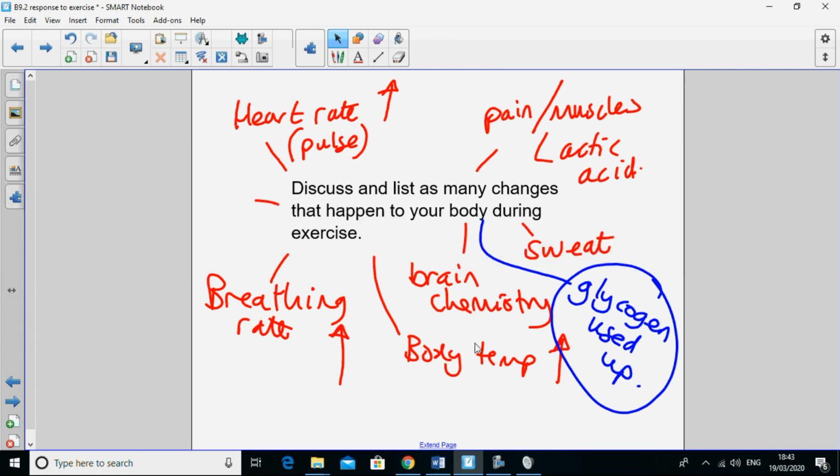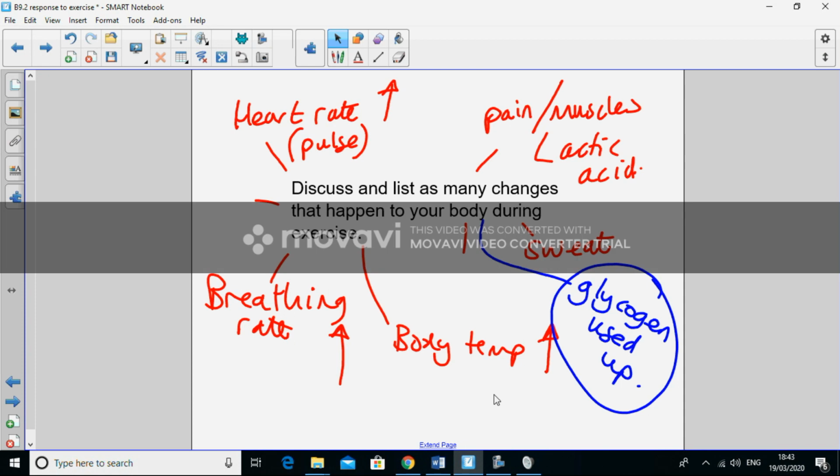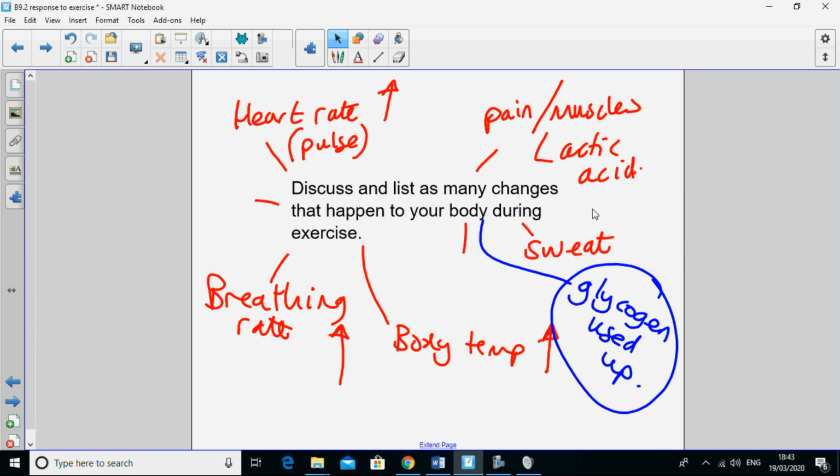There might be a change in your body temperature. When I say might, there will actually be a change in your body temperature. Respiration releases energy as heat. You're going to sweat. That's a response to your body temperature going up. I'll teach you all about how we control our body temperature in chapter 12 next term, in the autumn term.